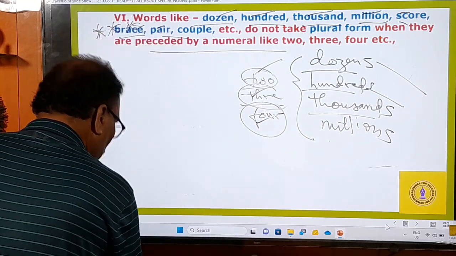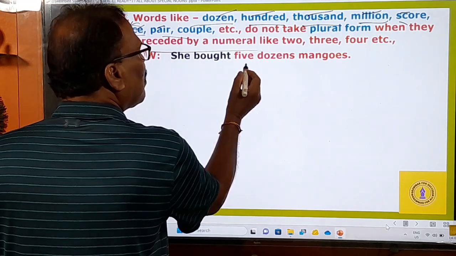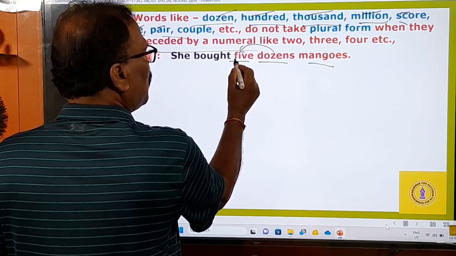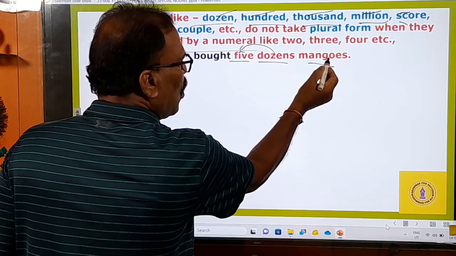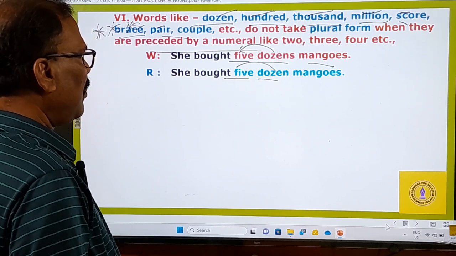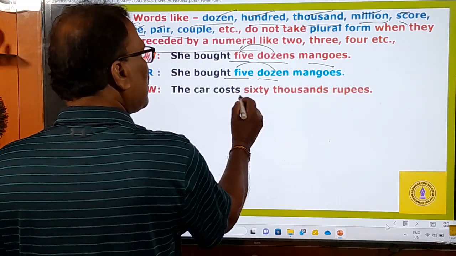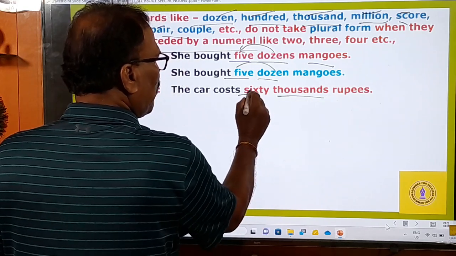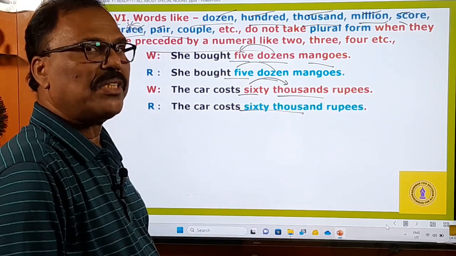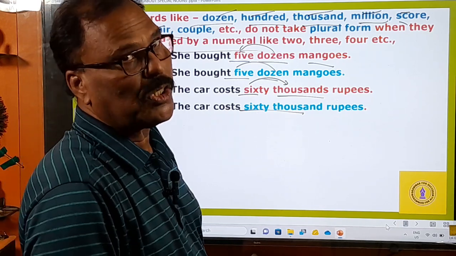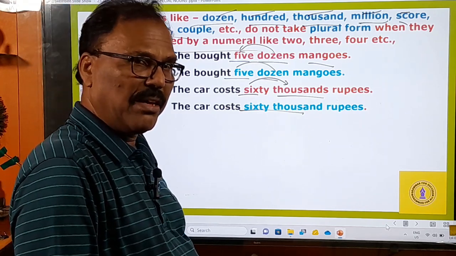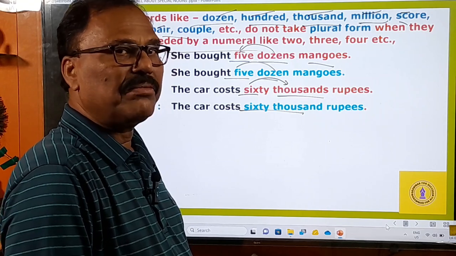Let me give you some examples to make you understand. She bought 5 dozens mangoes. Dozens is there, and before that 5 is used. You cannot say 5 dozens mangoes. You have to say 5 dozen mangoes. I hope you understand this. The car cost 60,000 rupees. The number 60 is there, so thousands should not be there. I paid him 200 rupees. He has given me 500 rupees.